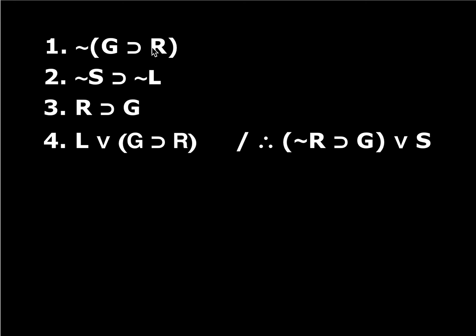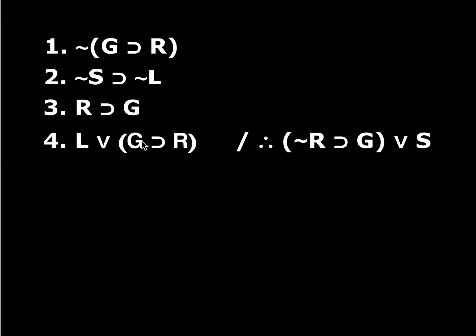In order to use a rule on a line for an inference rule, we have to use them on whole lines. So the only entire lines here that are conditionals are 2 and 3. Do we have not S or R anywhere? No. So we can't use modus ponens. How about modus tollens? We'd need the negation of consequents. Well, do we have L or not G? No, we don't have either of those. So we can't use modus ponens, can't use modus tollens.